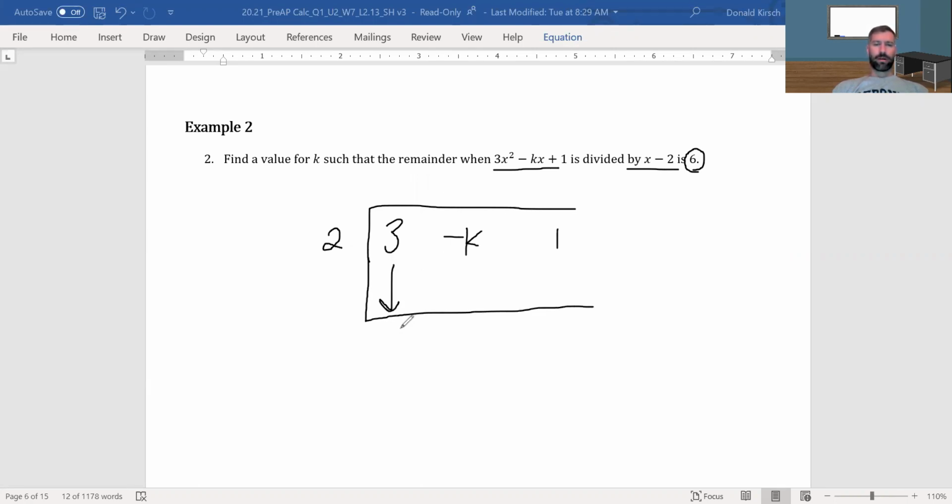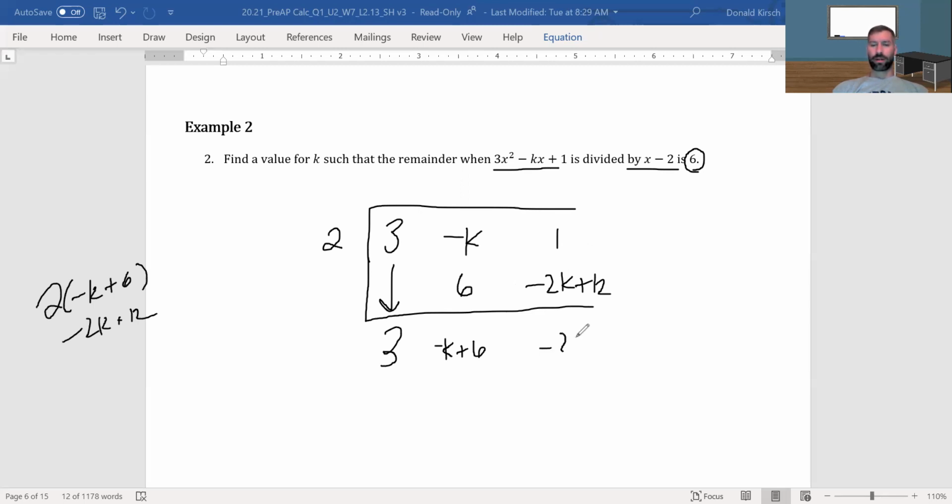We bring down the 3. We get, okay, a 3 there. We multiply that. We get 6. And now what we're going to do is add these together. Okay, -k plus 6. Great, I'm using the same process. Now I'm going to multiply that by 2. 2 times -k plus 6 gives me -2k plus 12, because I've actually got to do some distributive property. And now from here, I'm going to add those together. Well, when I add, I'm just going to add those regular constants together. And I get something like this.